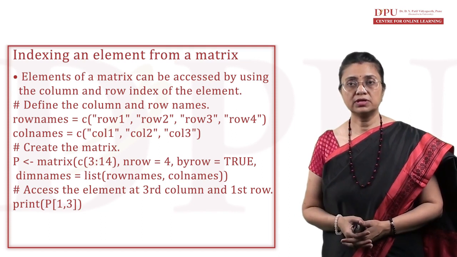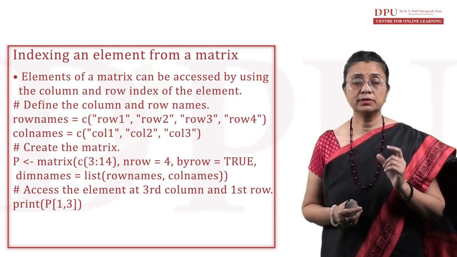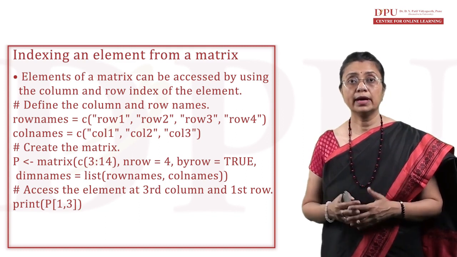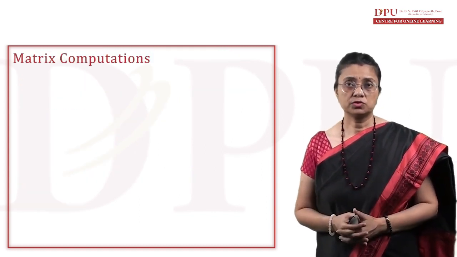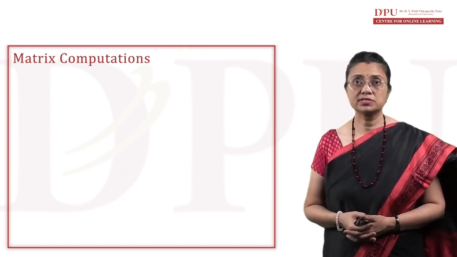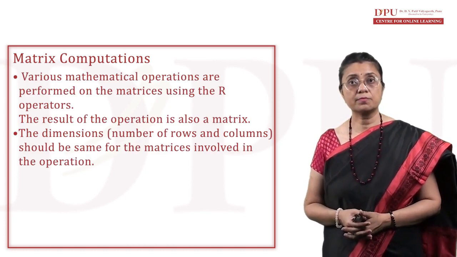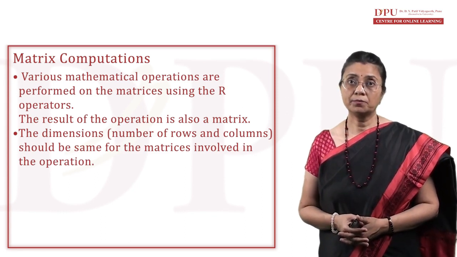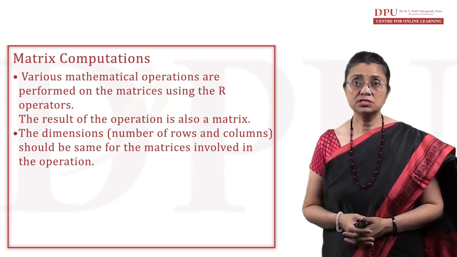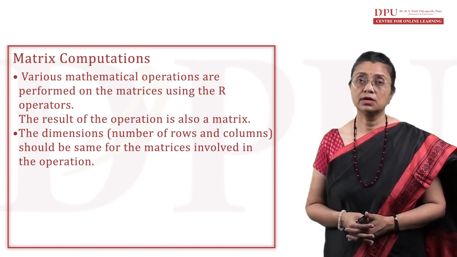So this is the concept of index, where I am trying to find a particular value in the matrix with the help of rows and columns, giving row, comma, column, and printing it. Now, matrix computation. Why are we storing numbers in a matrix? We have to do certain kinds of computations. Various mathematical operations are performed on matrices using the R operators. The result of the operation is also a matrix. The dimensions, that is the number of rows and columns, should be the same for the matrices involved in the operation.